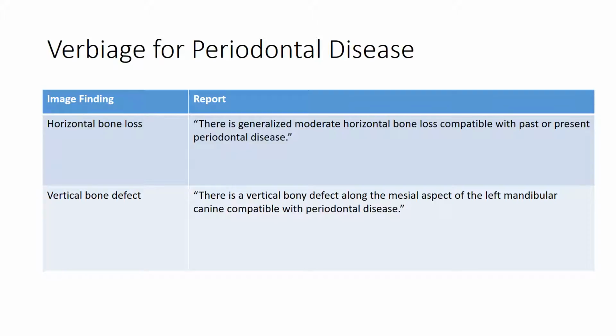So here are some helpful sentences you can include in your report. If you see horizontal bone loss, you can say, there's generalized, moderate, for example, horizontal bone loss compatible with past or present periodontal disease. If you see a vertical bony defect, you pretty much know there's active disease. And you could say something like this: there is a vertical bony defect along the mesial aspect of the left mandibular canine compatible with periodontal disease.